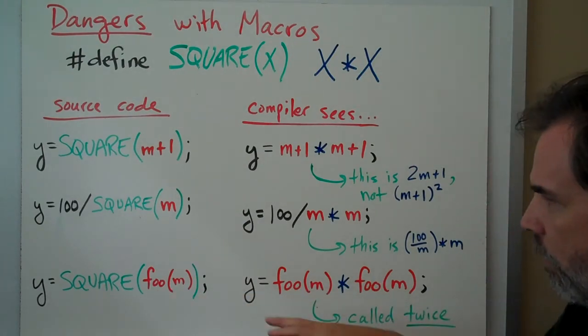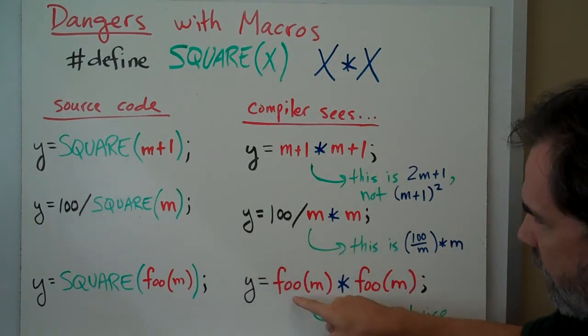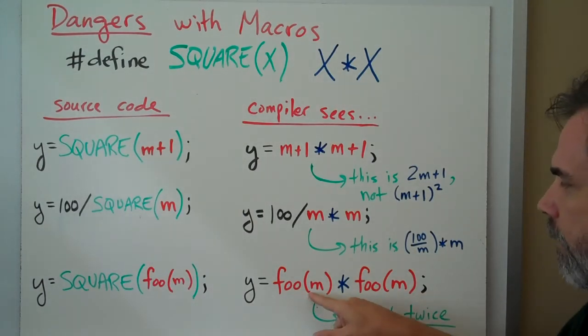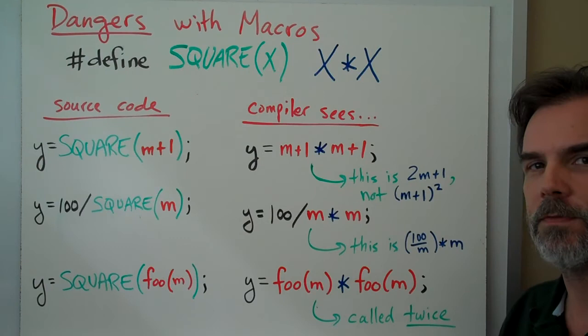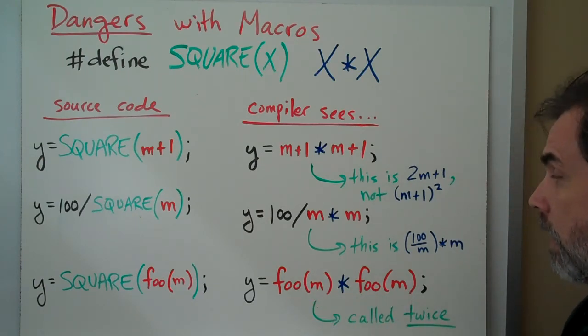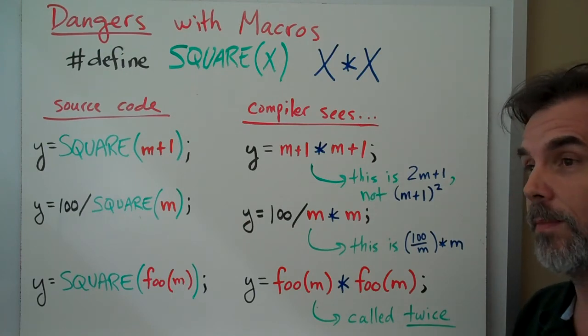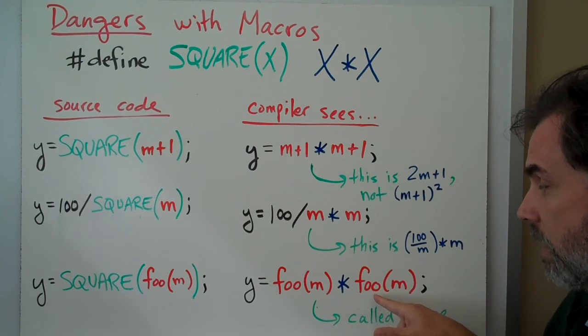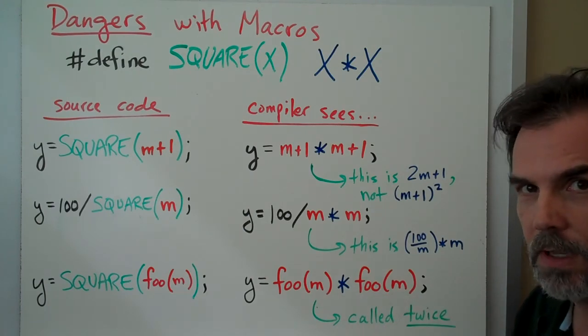It's not a function call. We just do this text substitution, and we do exactly what it says. foo of m times foo of m. Foo might take many, many thousands of cycles to execute, and now we're going to do it twice for no real good reason. The other thing, what if foo of m has some side effect? Again, we think it's going to happen once, here it's going to happen twice. Maybe we print something to the console or something.